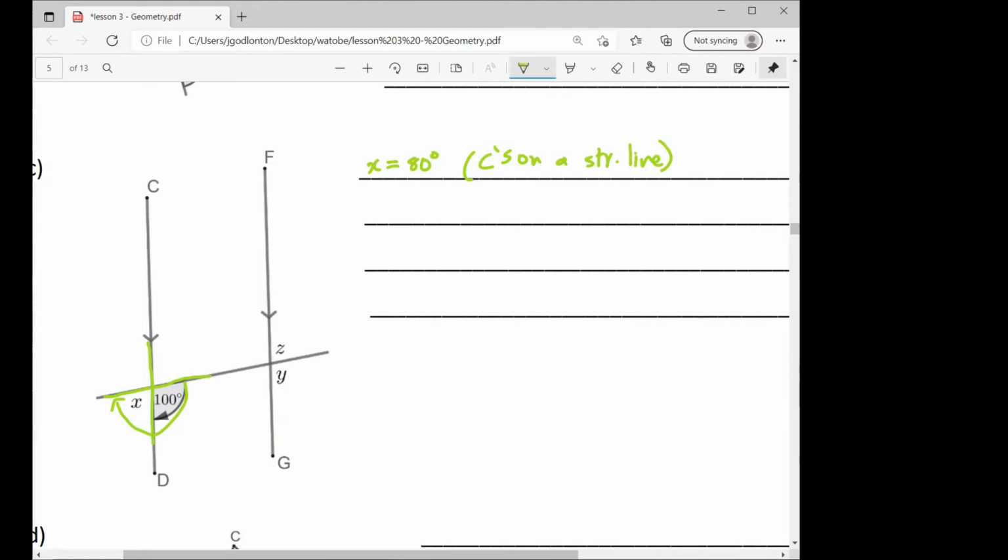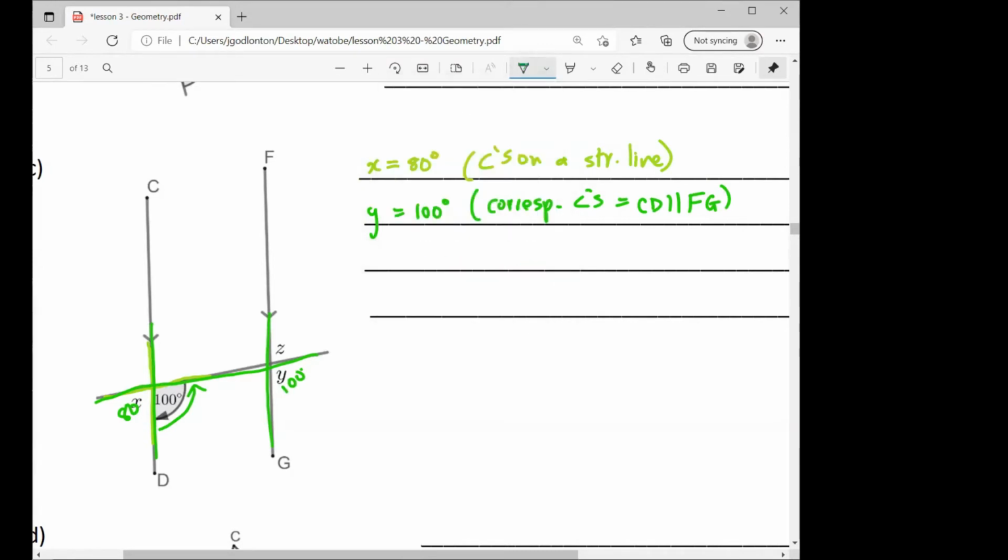All right. Now I'm going to start looking at my parallel lines. So I know already that this over here is 80. Now this line here is parallel to that line there, which means that this angle is equal to that angle. So y is equal to 100 degrees because of corresponding angles being equal when CD is parallel to FG, which means now I know that this one is 100 degrees.